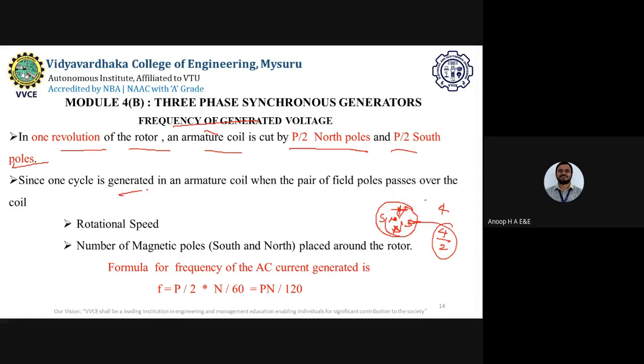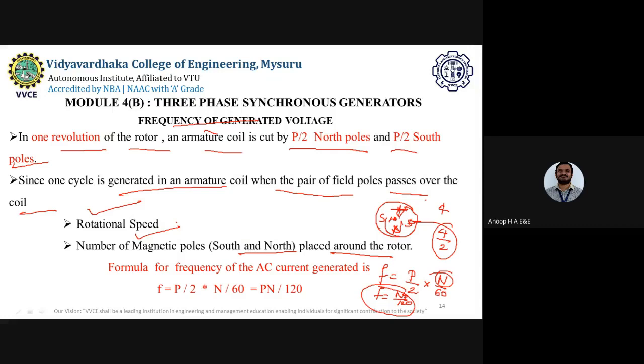When I'm talking about one cycle, it will have a pair of field poles which passes over the coil, and it is entirely dependent on the rotational speed and the number of magnetic poles, both south and north, placed around the rotor. Hence, how can we calculate the frequency? It depends on the number of poles and the speed at which it is being generated. So F will be NP divided by 120. This is what you will call it.